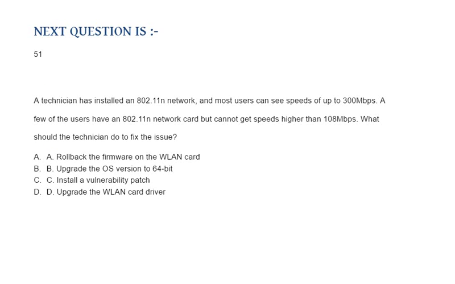Next question is, a technician has installed an 802.11n network and most users can see speeds of up to 300 Mbps. A few users have an 802.11n network card but cannot get speeds higher than 108 Mbps. What should the technician do to fix the issue?